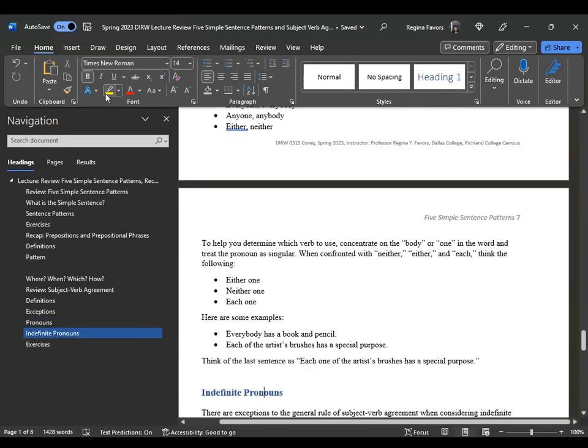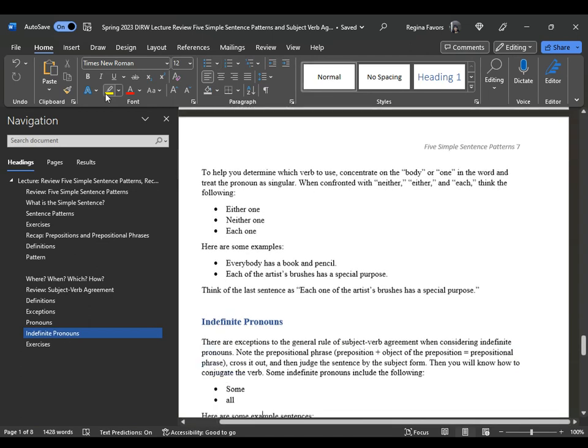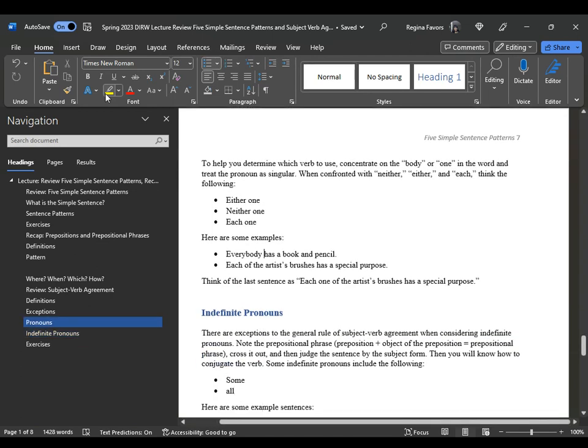Okay. So to help you determine which verb to use, concentrate on the body or one in the word. In anyone, you concentrate on the one. In anybody, you concentrate on the body. And when confronted with neither, either, and each, think the following: either one, neither one, each one. So here are some examples. Everybody has a book and pencil. Each of the artist's brushes has a special purpose.